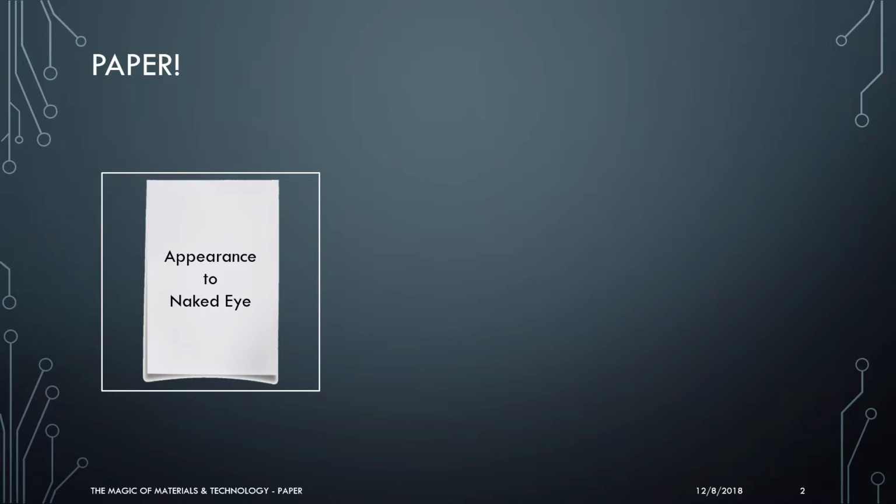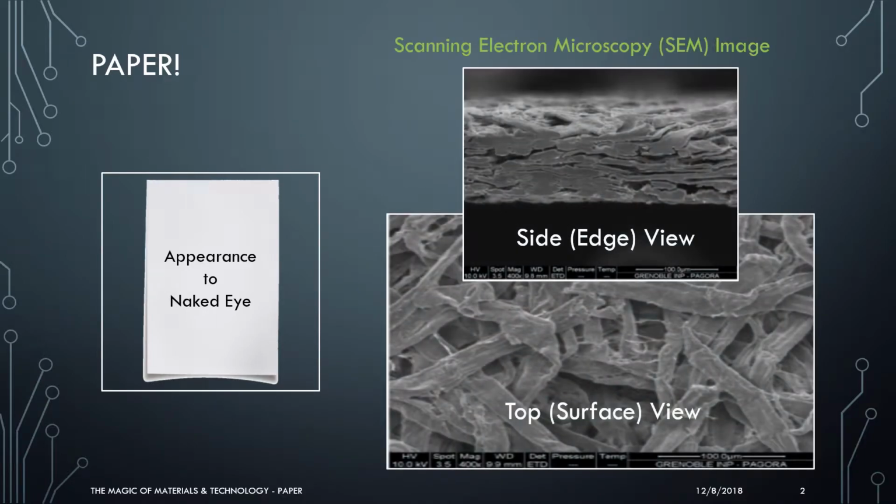So obviously most people know what paper looks like to the naked eye, pretty standard, but less commonly seen is a scanning electron microscopy image of it. Seen here, the side view I think is particularly interesting to give some dimension to the edge of a piece of paper. You can see here that this scale gives 100 micrometers.